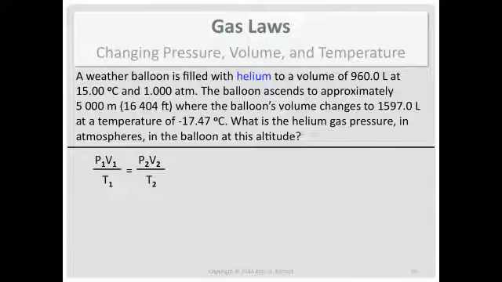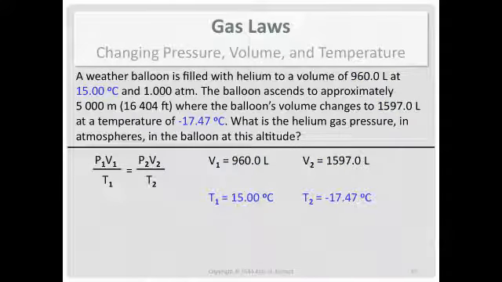So the information. It doesn't matter which set of data you make set 1 and which set of data you make set 2, as long as you keep the appropriate information together. Look at the volume units. It's good, they're liters. You just got to make sure the units are the same. Temperature units, degrees Celsius. Well, you can't use Celsius in gas law problems. You have to use the Kelvin scale, the absolute scale.